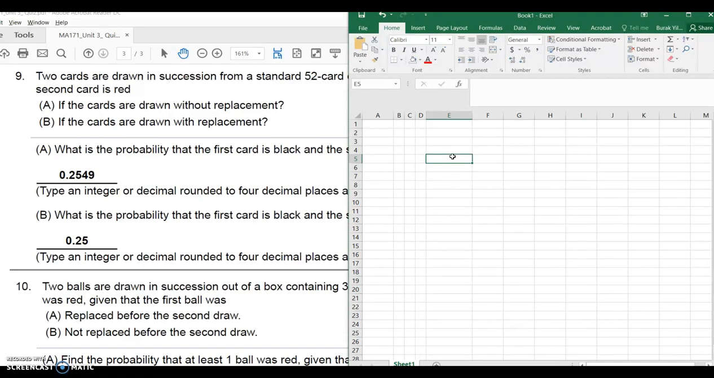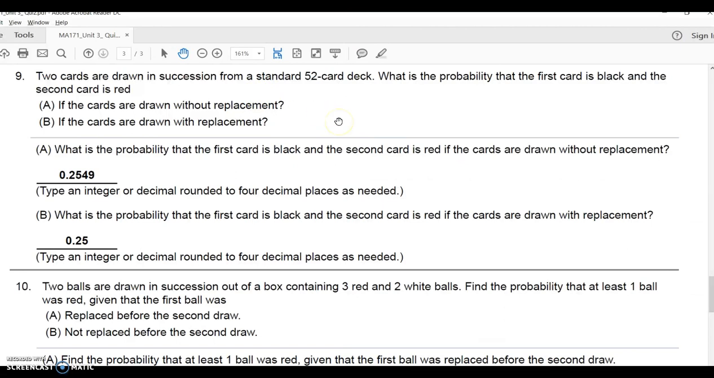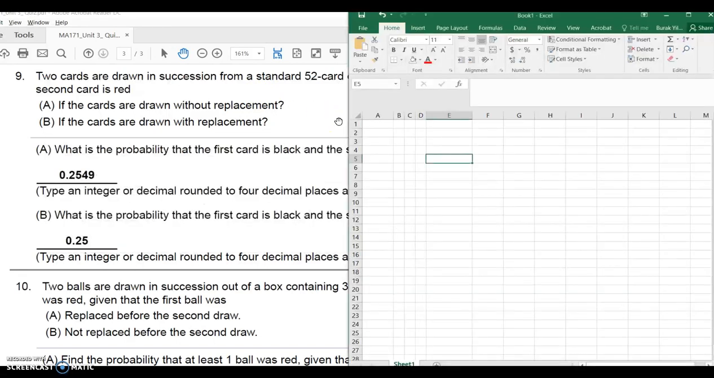So when you pull the first card, you want it to be black. So there are 26 black and 52 cards. So that's why the probability of pulling a black card would be just 26 over 52. So that's half. And then when you pull the second card, you want it to be red.